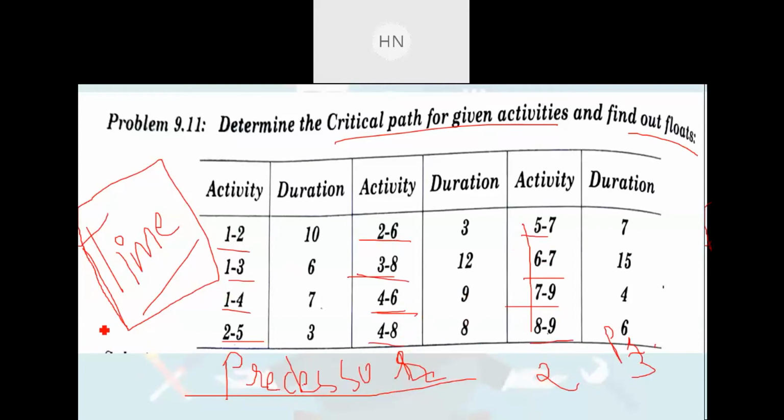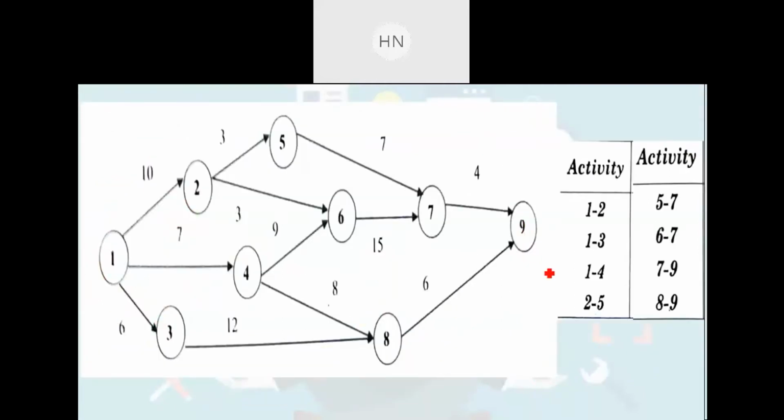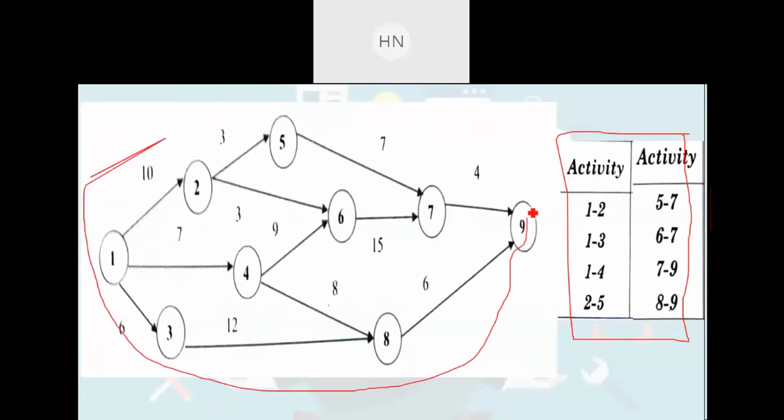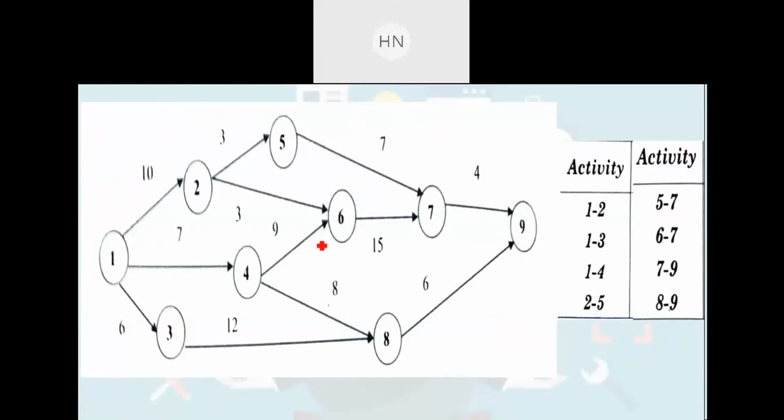So let us start here. On the right side you can see it is given, all the activities are given, right? And based on this we need to develop this network. So first of all, let us start with the first column, that is activity 1 to 2 here. So always remember that node number 1 is always the starting node, as I have told you earlier. Node number 1 will always be the starting node, right?